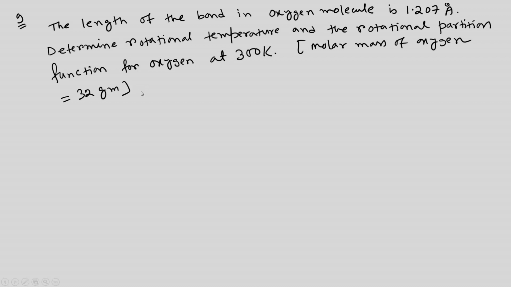So, it is pretty straightforward. It says the length of the bond in oxygen molecule is 1.207 angstrom. Determine the rotational temperature and the rotational partition function for oxygen at 300 Kelvin. And the information provided is the molar mass of oxygen is 32 gram.